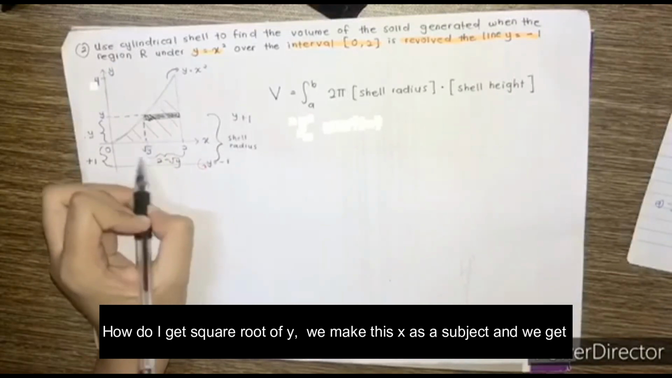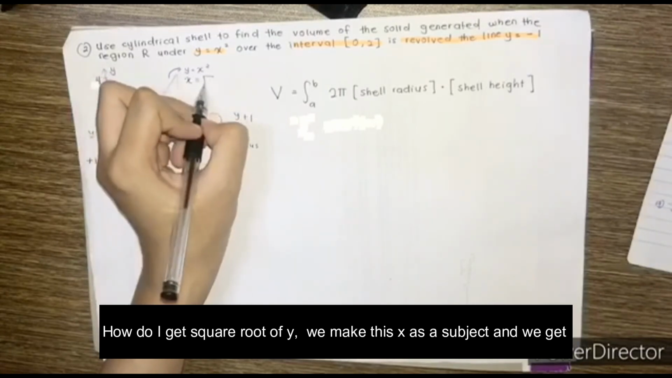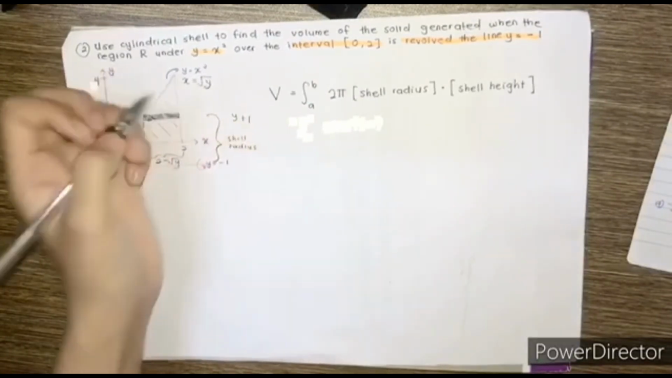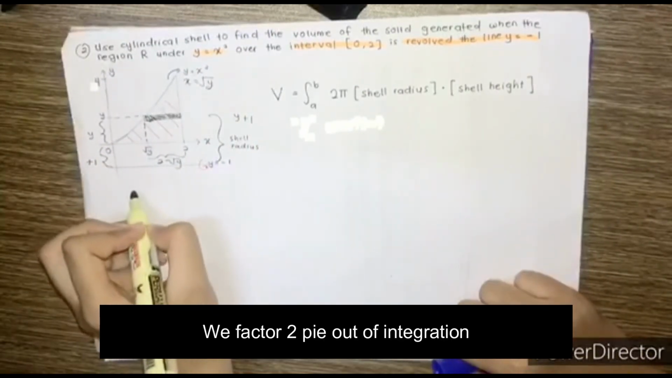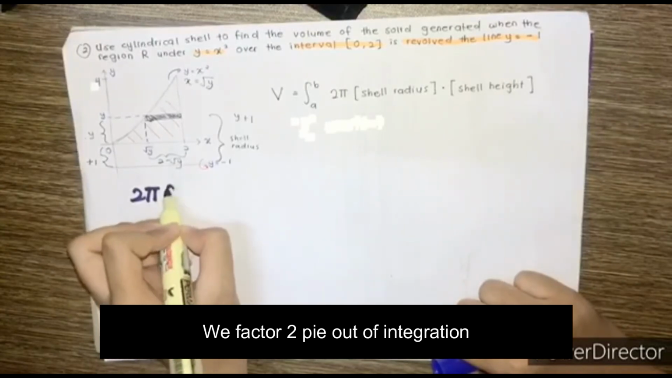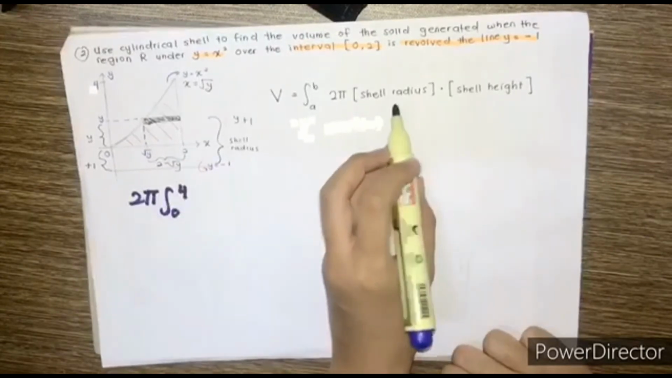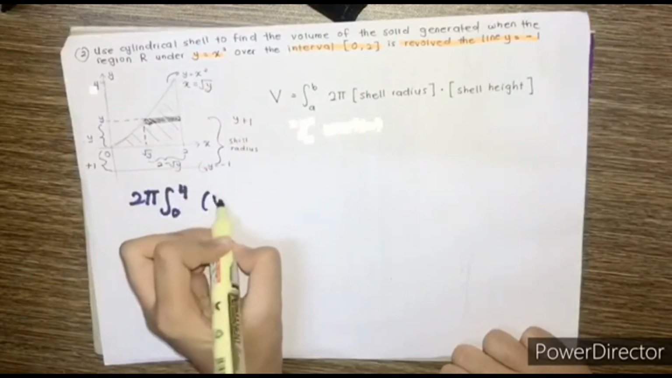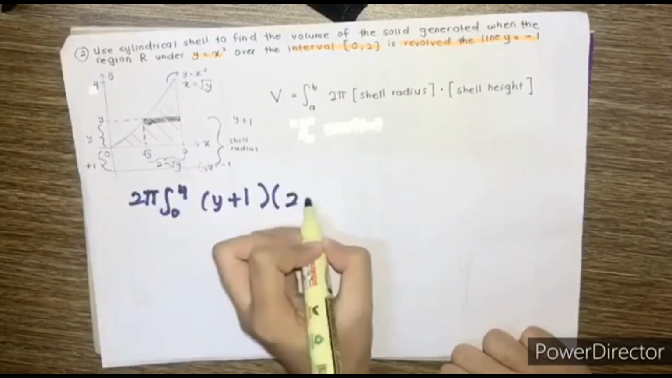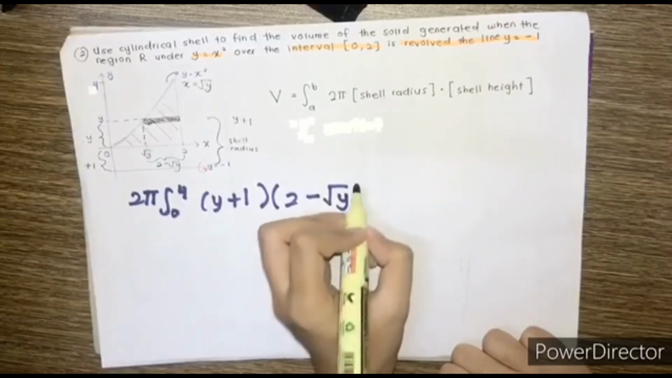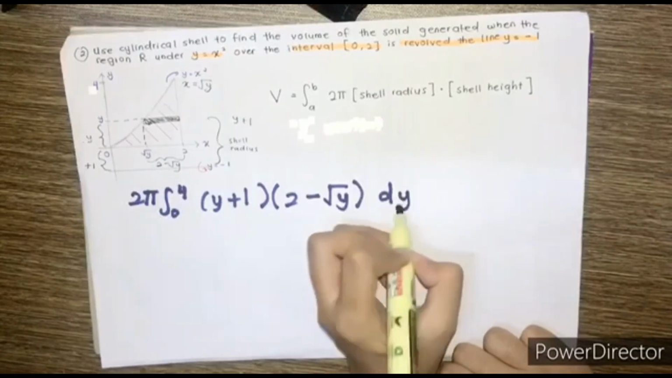How do I get square root of y? We make x the subject and we get square root of y. We factor 2 pi out front of the integration from 0 to 4. Our shell radius is y plus 1. Shell height is 2 minus square root of y. And we integrate the rest with respect to y.